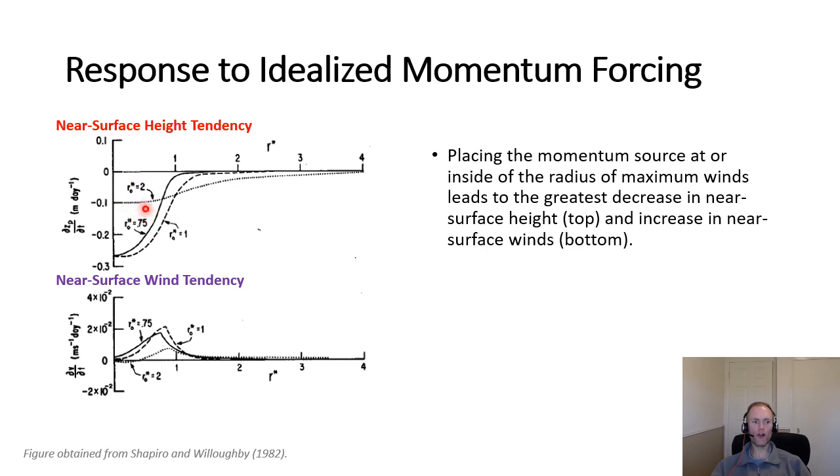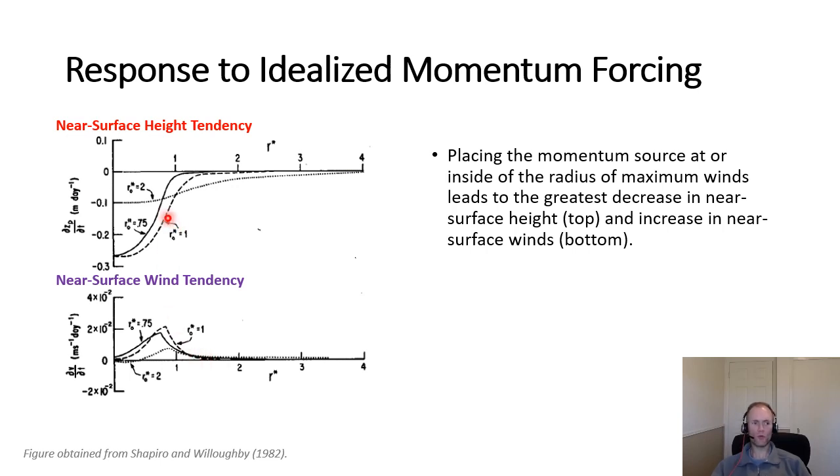So note that for R star equals 2, this dotted line is a lot flatter for the surface height tendency and for the surface wind tendency. It still reduces height, still increases the surface wind speed, but not by as much and over a much broader area than for the momentum sources placed closer to the center of the storm.